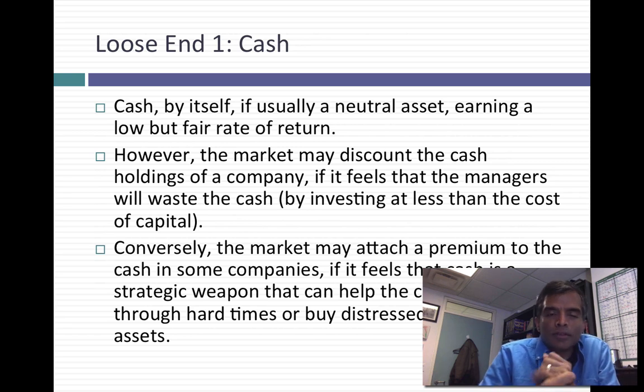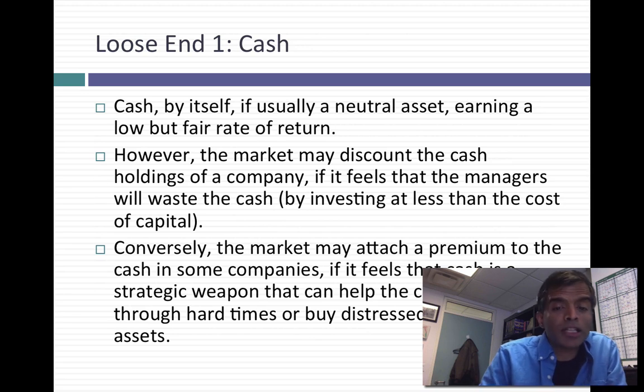Let's look at the loose ends. The key point to remember is that cash by itself is a neutral asset. It earns a low rate of return, but that rate of return is a fair rate of return. However, as we noted in class, the market can sometimes discount cash, not because cash earns a low rate of return, but because they're worried you might waste the cash as a company.